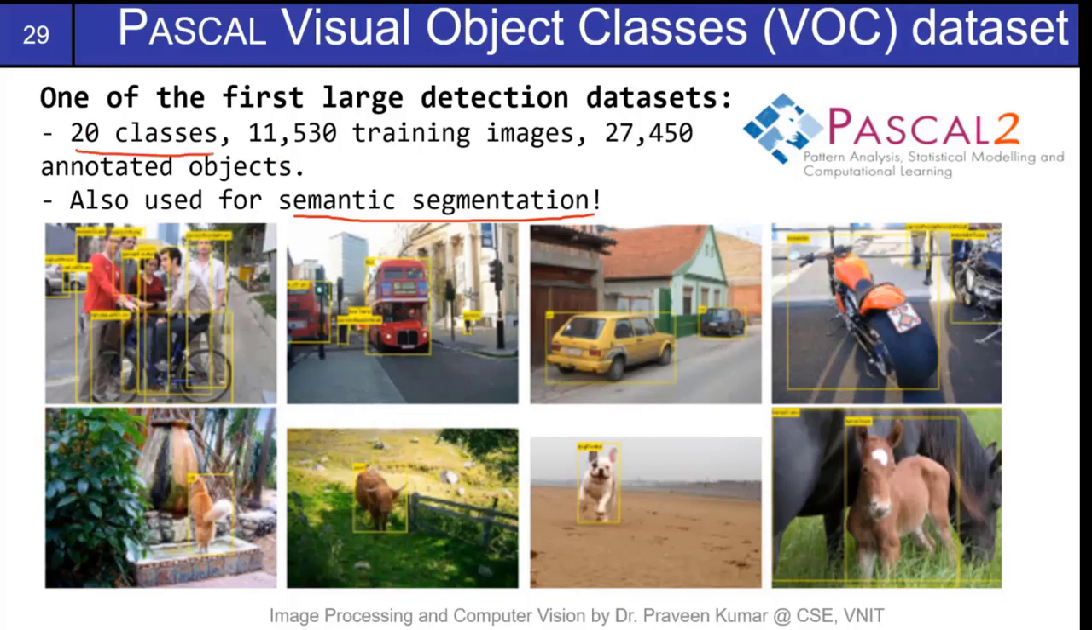We have 20 classes in this. In total, we have some 11,500 training images, and in those 11,500, the total number of objects that are annotated is around 27,000. So some images have just one or two objects. Some images have multiple objects, maybe occluded also, or very close together, and so on.